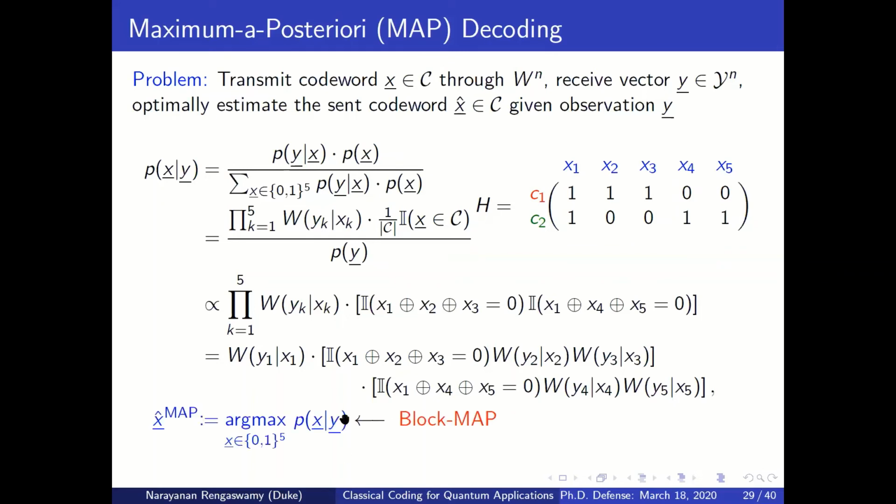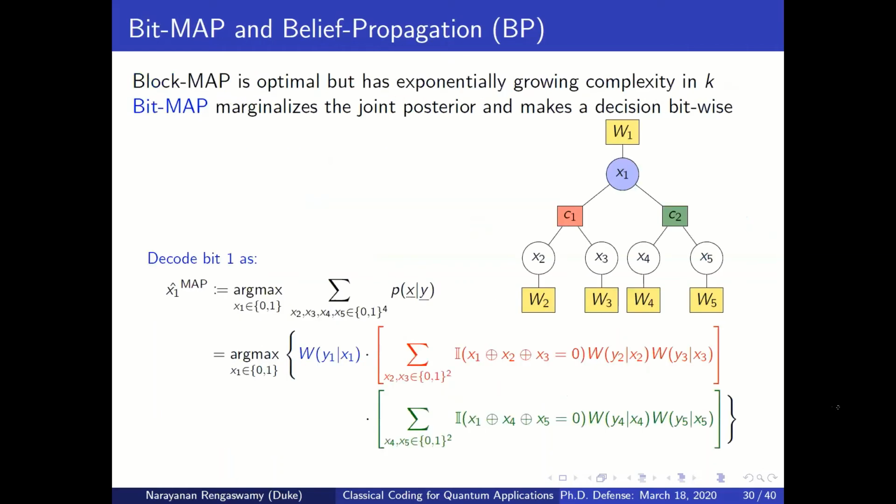And the optimal decision is to find the code word for which this number is the maximum. And that's called the block maximum a posteriori decoder, so it's called the block MAP decoder. And this is optimal if you care about minimizing the average probability of error. Okay, so that's all good.